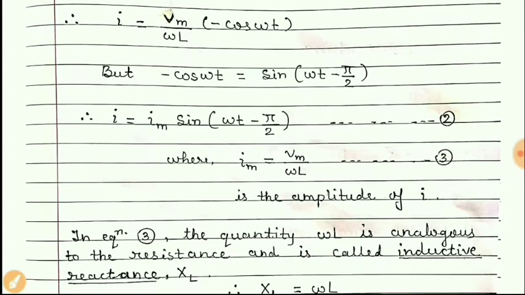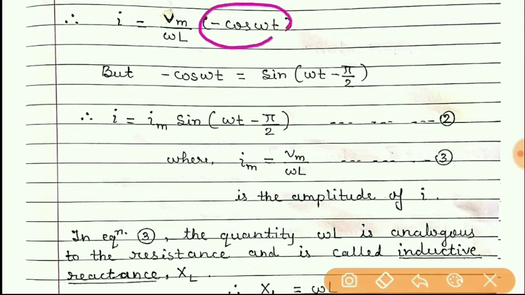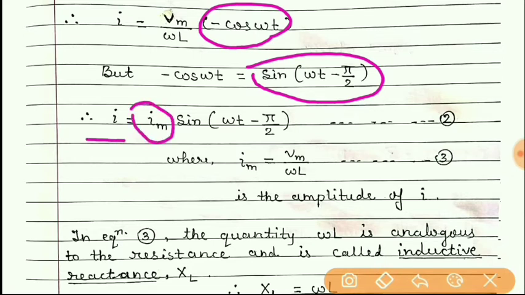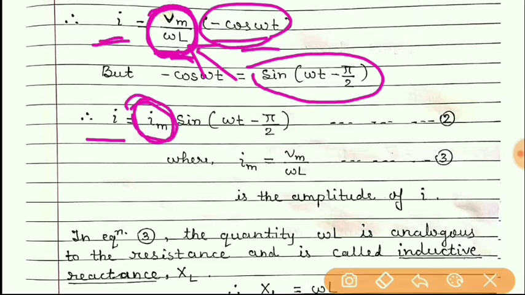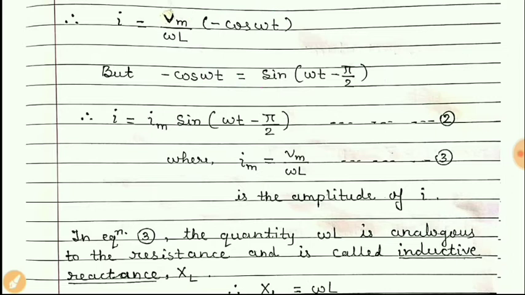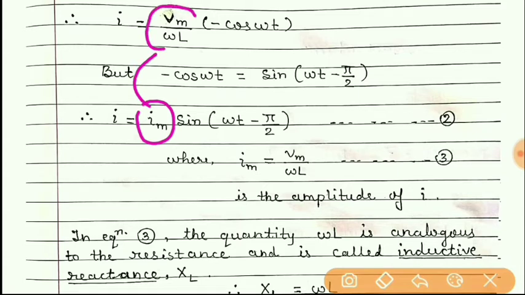Now, using minus cos omega t is equal to sine omega t minus pi by 2, we get I is equal to Im. Now students, whatever there is in front of cos or sine, that should be the maximum value of current, because this is the equation of current. So this must be the maximum value of current, that is the amplitude of current I. So here we have written Im in place of this Vm upon omega L, and that is mentioned here.